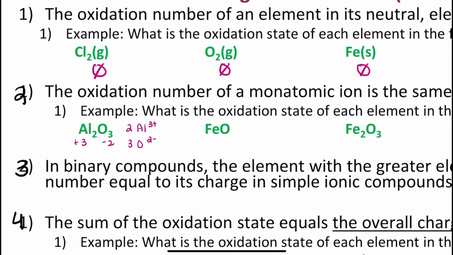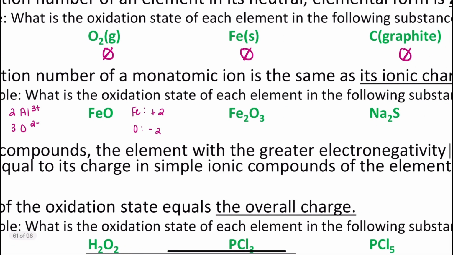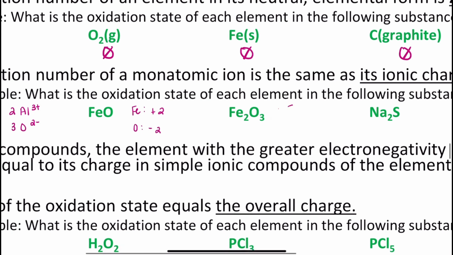For FeO, iron has a variable oxidation number or variable charge state. It can form 2 different ions, but I know oxygen is always -2. Therefore, my iron here has to be +2. Over here for Fe2O3, I've got 2 irons and 3 oxygen. I know each oxygen has to be a -2 charge.